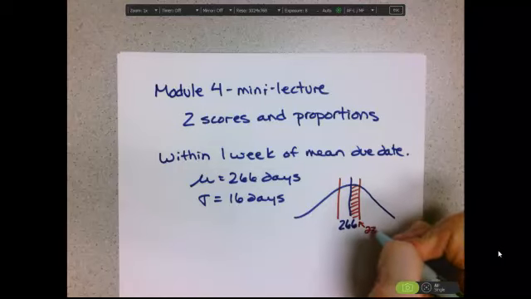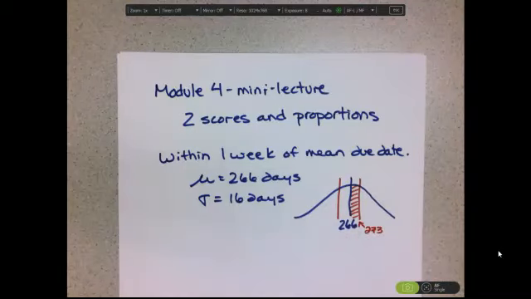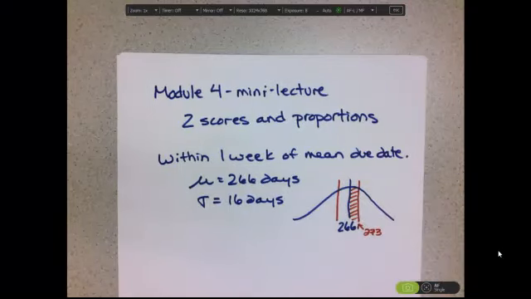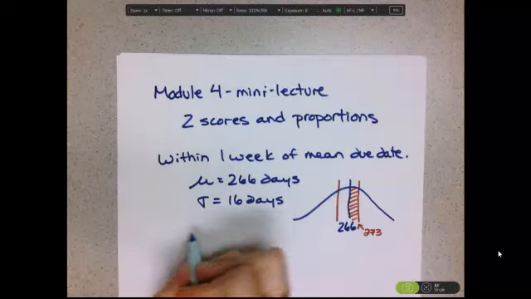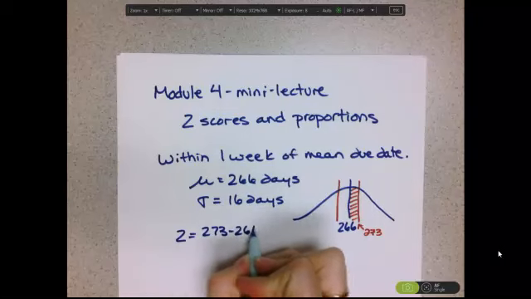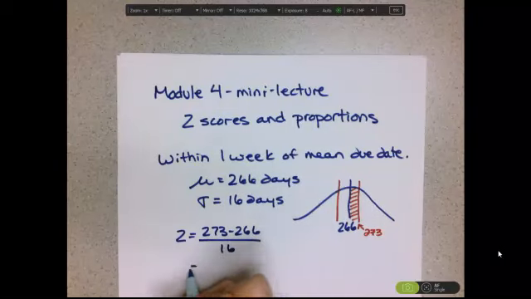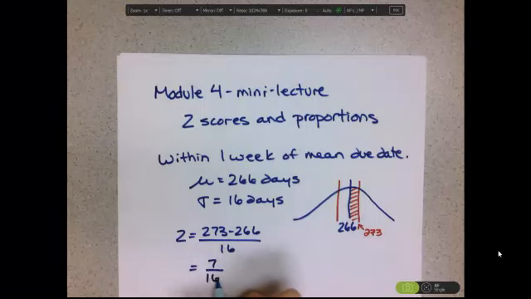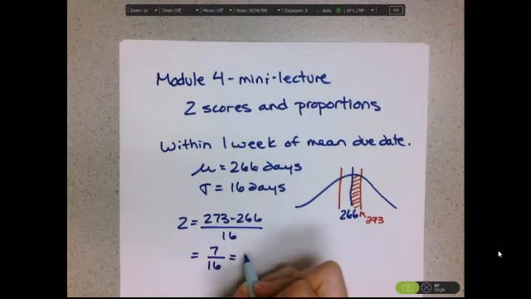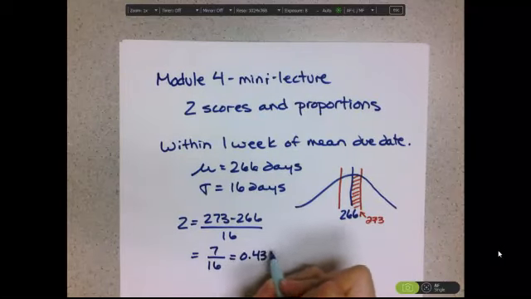So this is day 273. And if you look at table C, you can see how this area here is the mirror image of the other side, so we only have to do it once. Now when we're calculating our Z-score, we're going to have 273 minus 266 divided by 16, which is 7 divided by 16, because we're interested in a week on either side, which is equal to 0.4375.